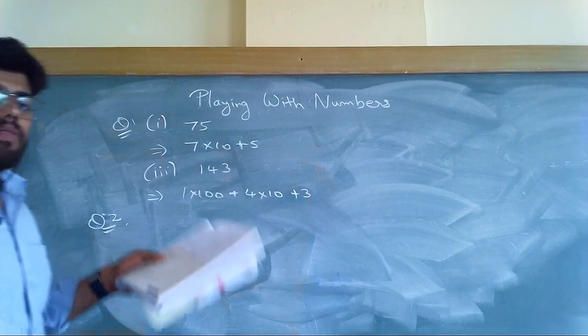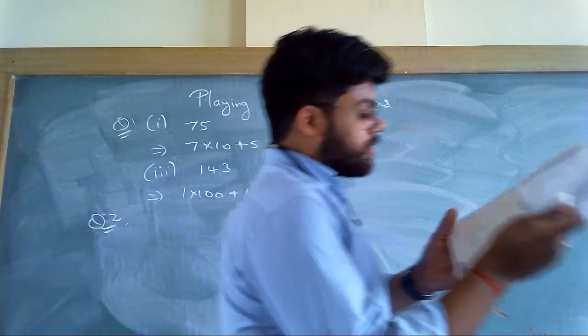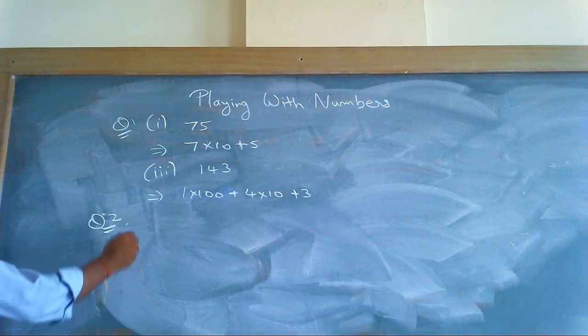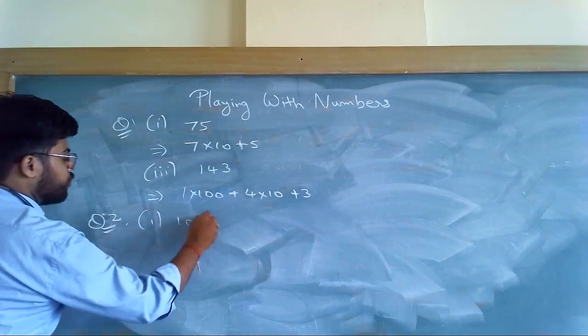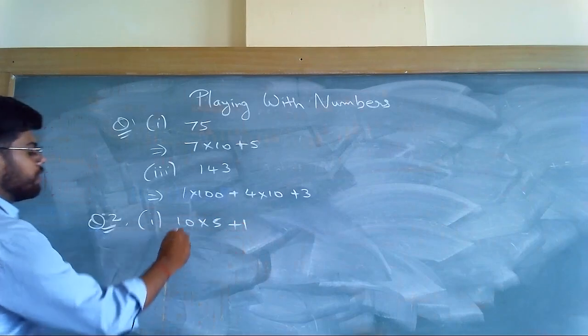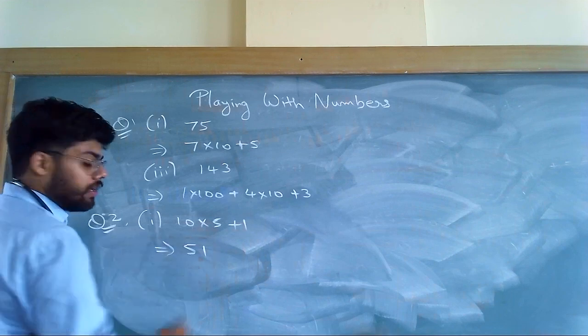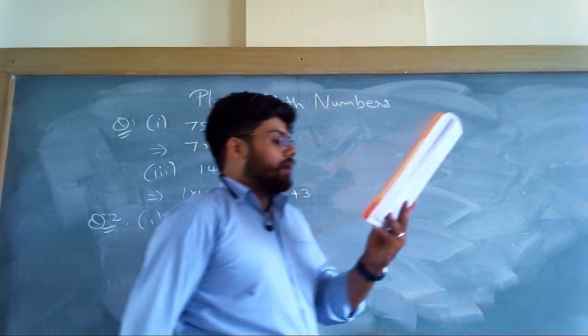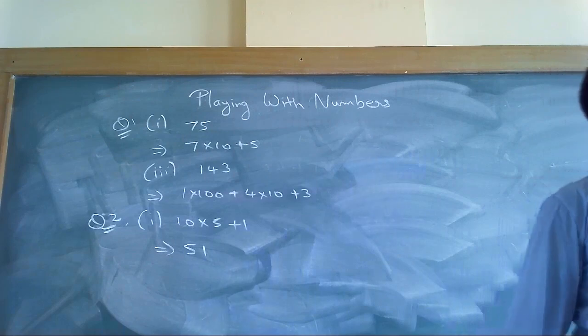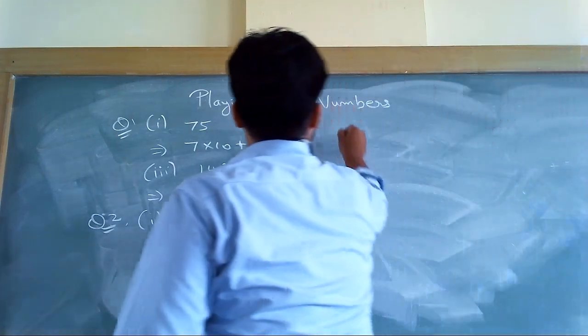Question number 2 is the opposite of the first question. The form is given: 10 into 5 plus 1. 10 into 5 is 50. 50 plus 1, the answer is 51. The second part is homework. The third part I will do here.